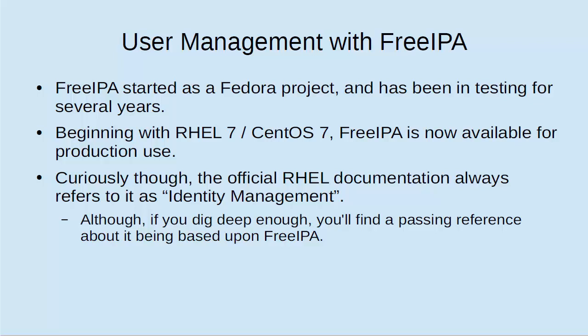FreeIPA started as a Fedora project and has been in testing for several years. Beginning with Red Hat Enterprise 7 and CentOS 7, FreeIPA is now available for production use. Curiously though, and I don't understand why they did this, the official Red Hat Enterprise documentation always refers to it as identity management. They never refer to it as FreeIPA, although if you dig deep enough in the documentation, you'll find a passing reference or two about the fact that it was based upon the FreeIPA project.